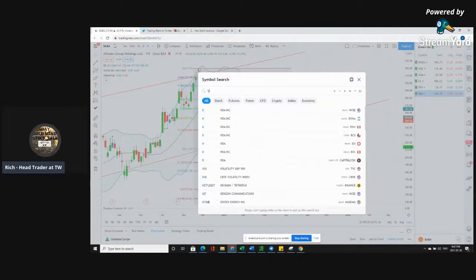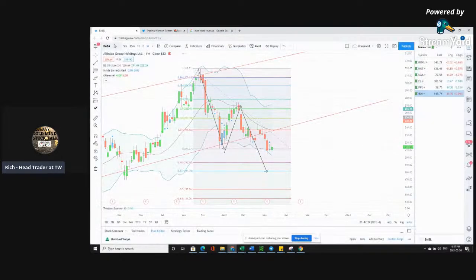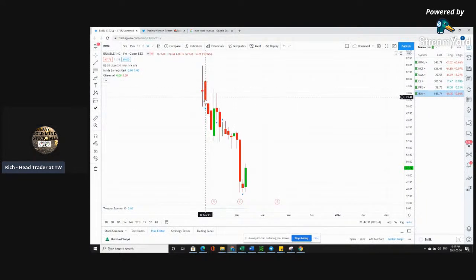BMBL, good example. Bumble, yeah, there we go. Look at this. Inside bar short, inside bar short, inside bar short, inside bar long. What more do you guys want than that? 100% win rate. You could have been that genius that was like, well, I shorted Bumble at $70. You could have been that guy.